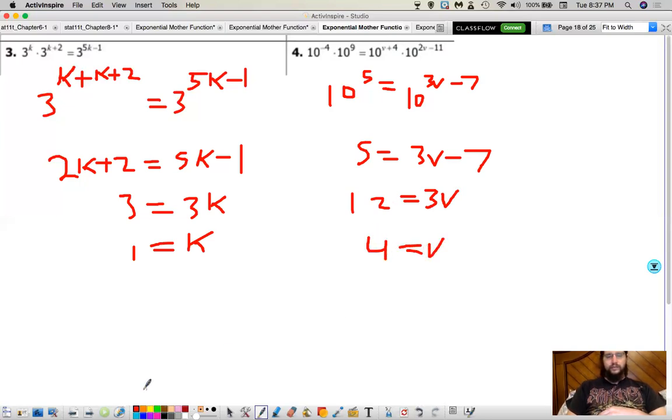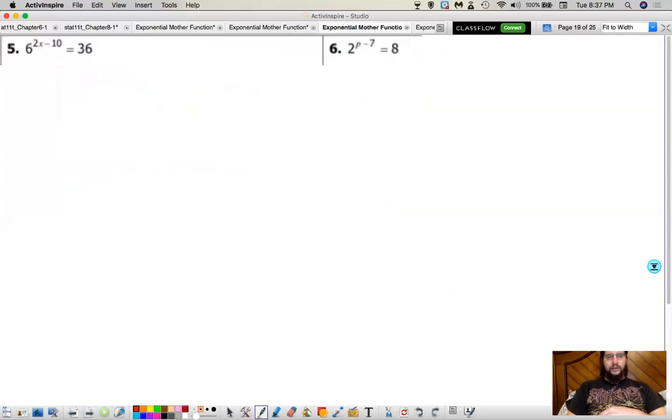Keep going. All right. So right here, I got a 6. Nothing to do over here. That's a 36. That's not the same, is it? What can we do? I need the same base. So can I rewrite something to have the same base? For now, the answer is always going to be yes.